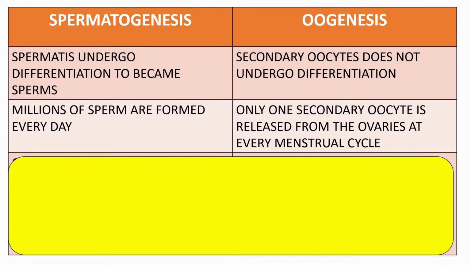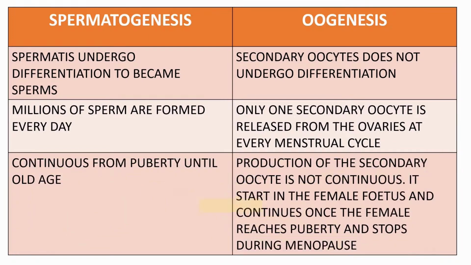And spermatogenesis is a continuous process from puberty until old age, while for oogenesis, this production only starts in the female fetus and continues once the female reaches puberty, and only stops during menopause. Right? So we have 3 similarities and 8 differences.